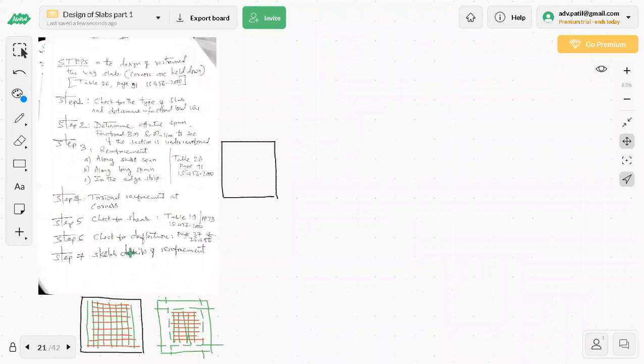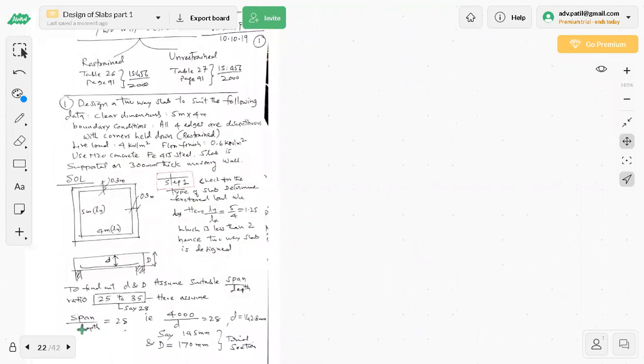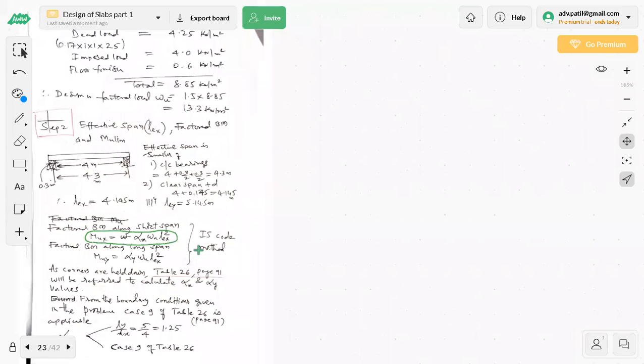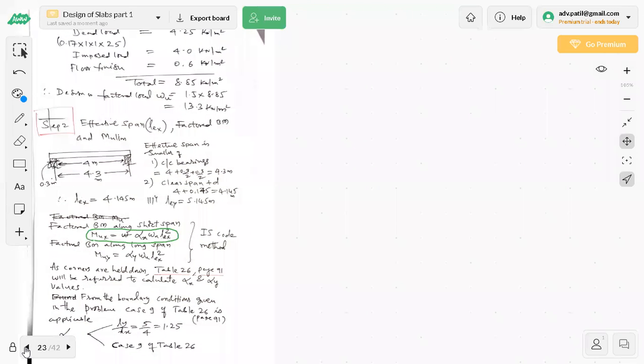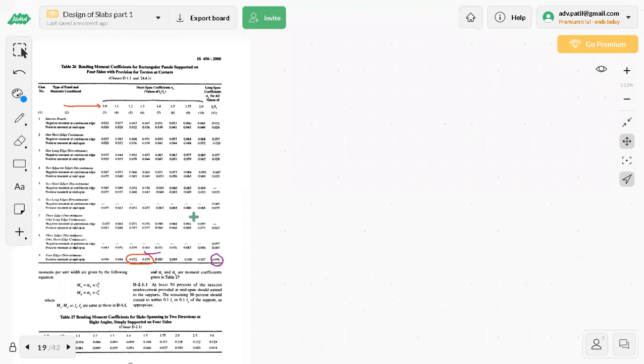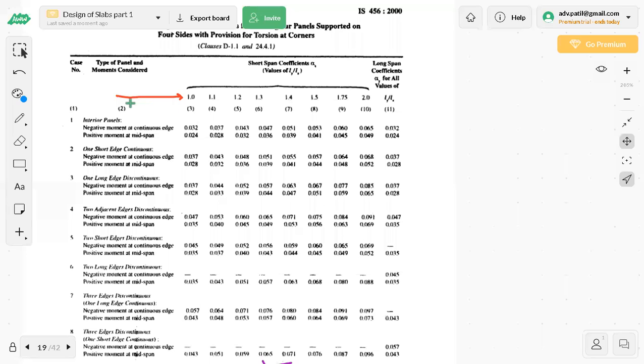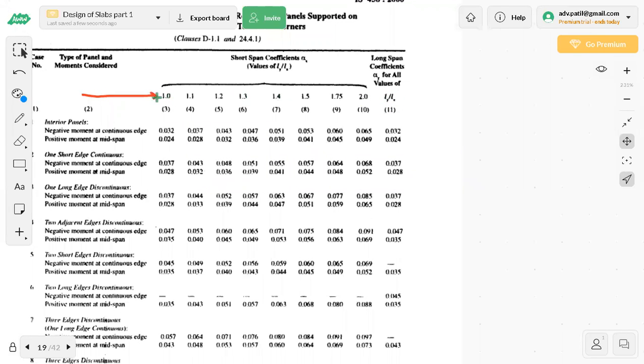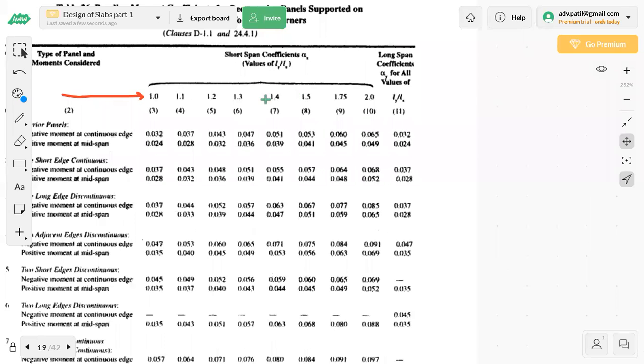Now you can see this one here. You are having 1.25 as the value. Ly by Lx is 1.25, and if you see in this table, this red color is there. These are Ly by Lx ratios. You can see this at the extreme end. Whatever 1, 1.1, 1.2, these are all Ly by Lx ratios. You will find that 1.25 is not available. 1.2, 1.3 is there, but in this problem it is 1.25. I have to interpolate it.